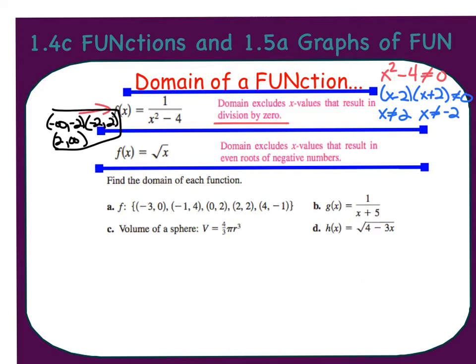Now let's think about a square root. What can you not perform in a square root? Because we're in a real number system, you can't have a negative number. So what we do in a square root is we take its radicand, what's inside the radical, and we make it greater than or equal to 0. In this case, x would be greater than or equal to 0.